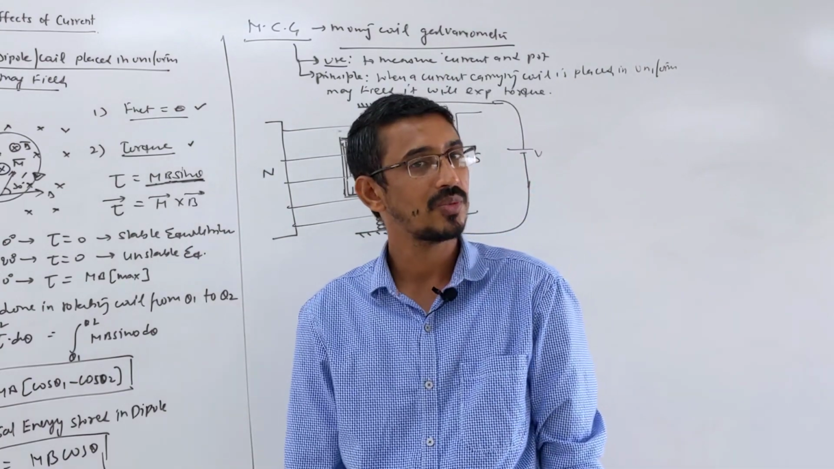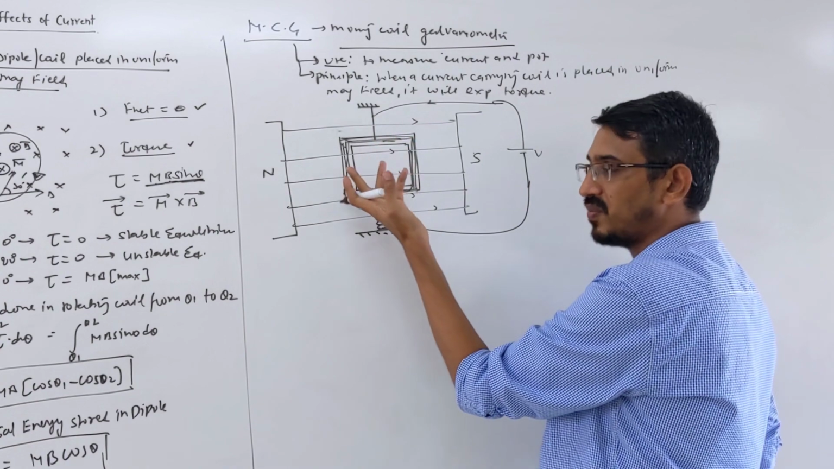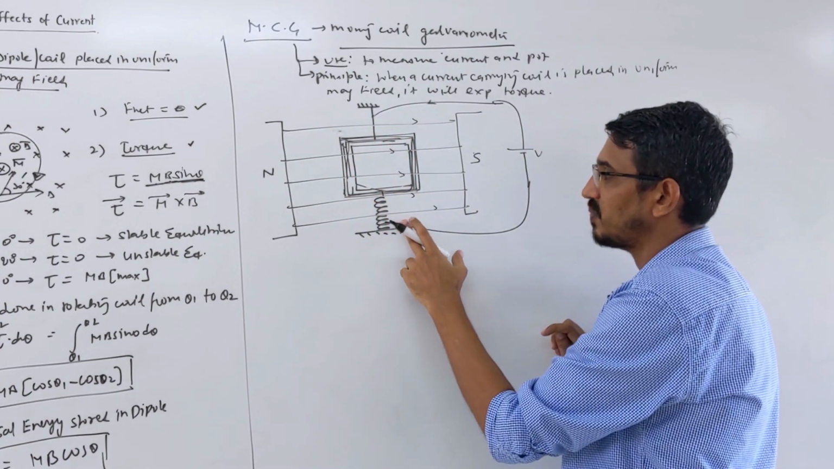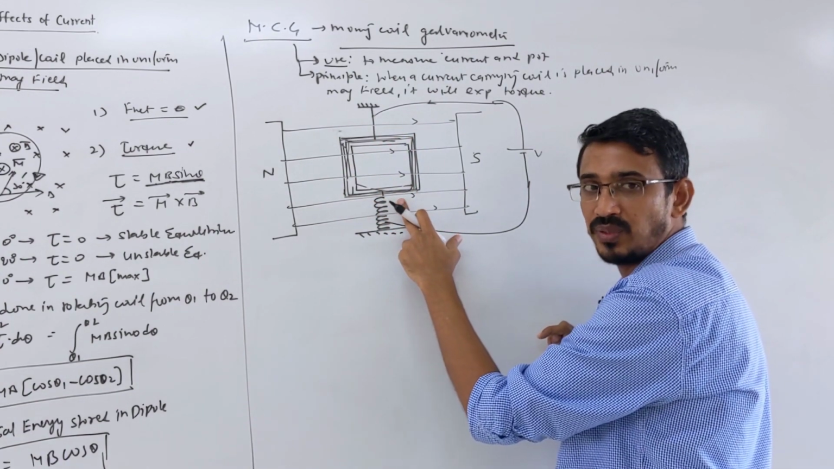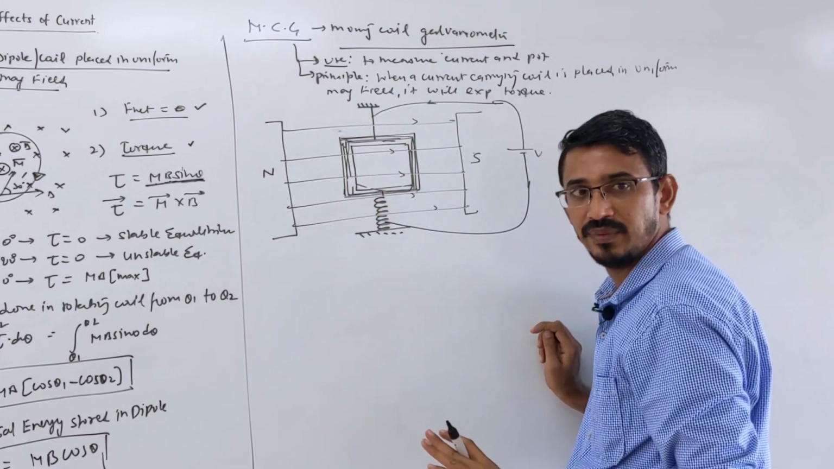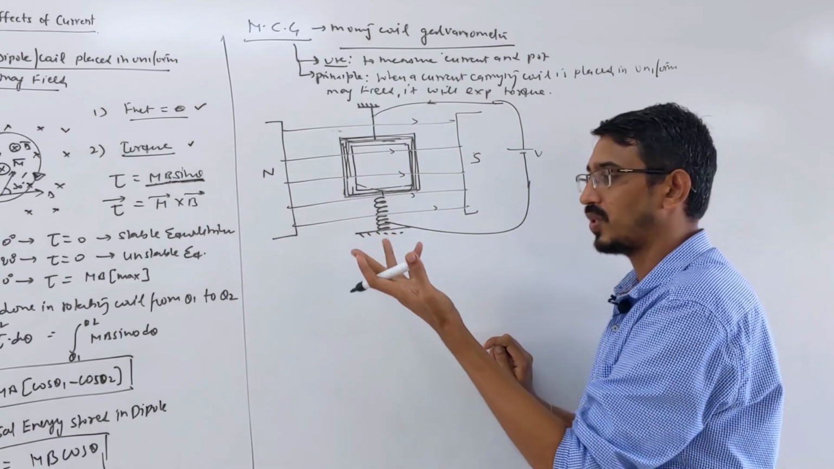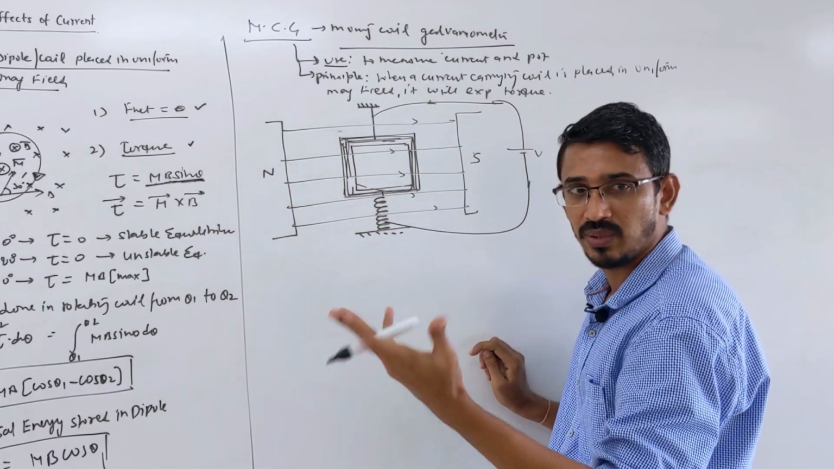Correct? It will experience some torque. So when this frame deflects, this frame rotates, and this spring is attached to what? This frame only, right? When this frame rotates, the spring also gets twisted, right? So a restoring torque is developed inside the spring, because if you twist a spring, it wants to come back to the original position, right?